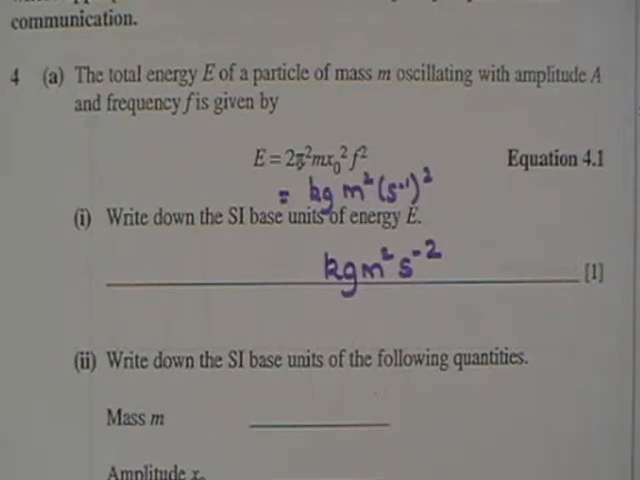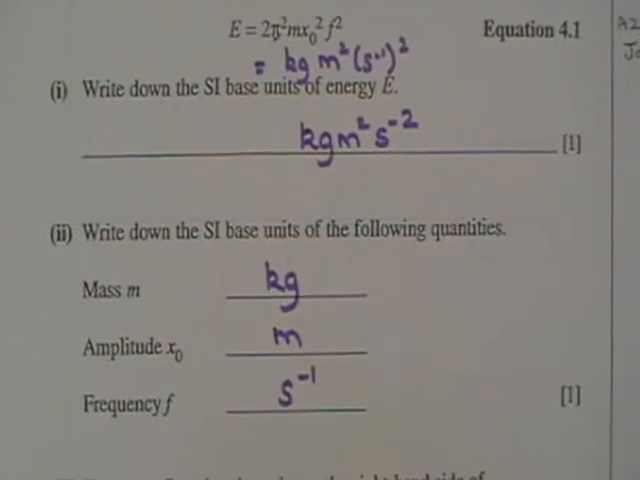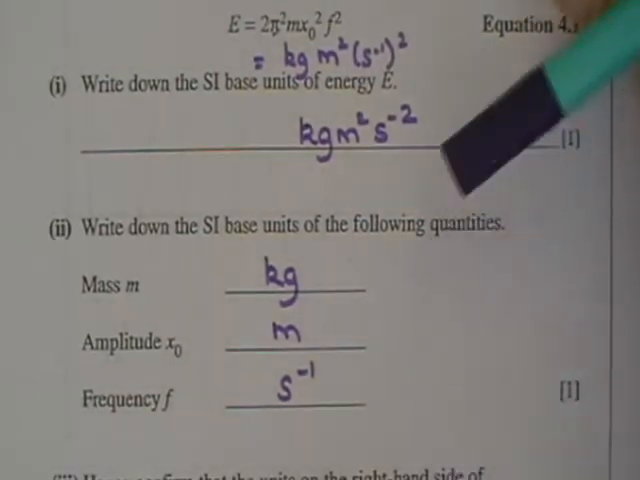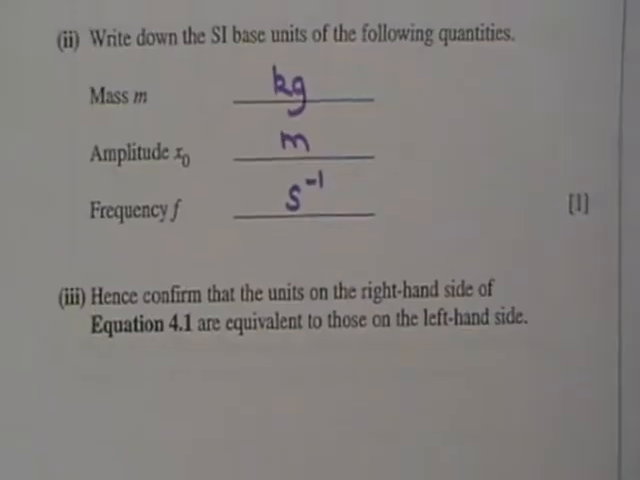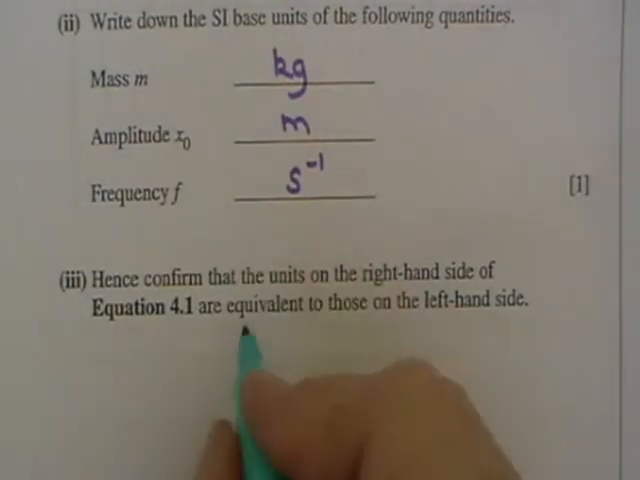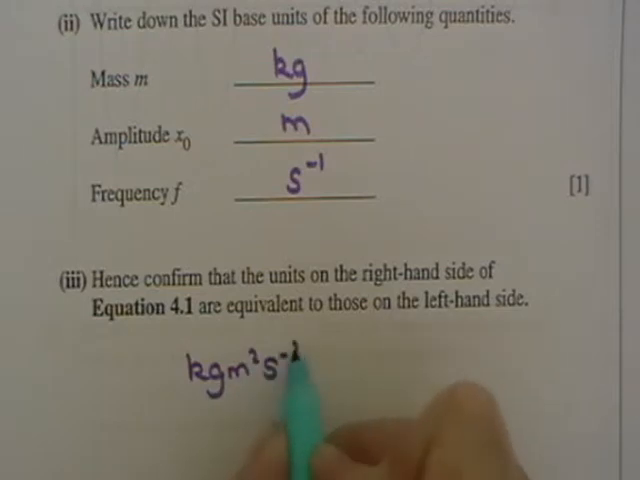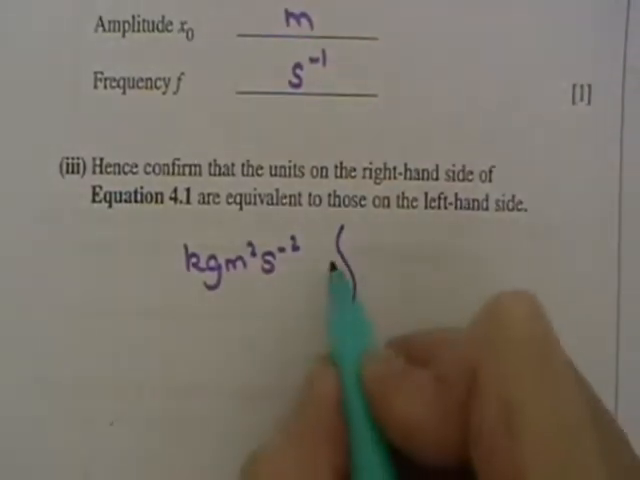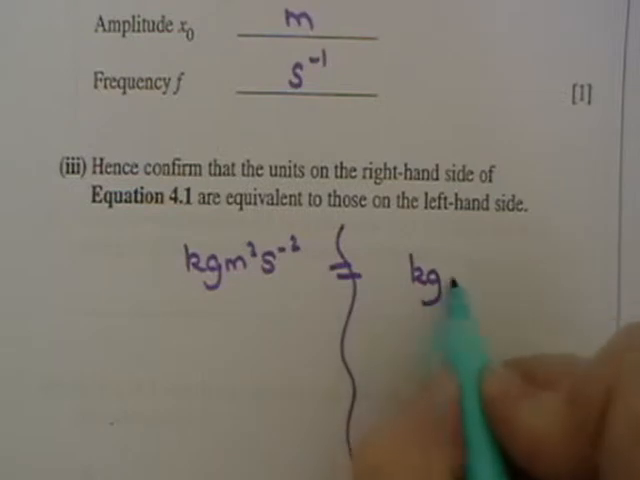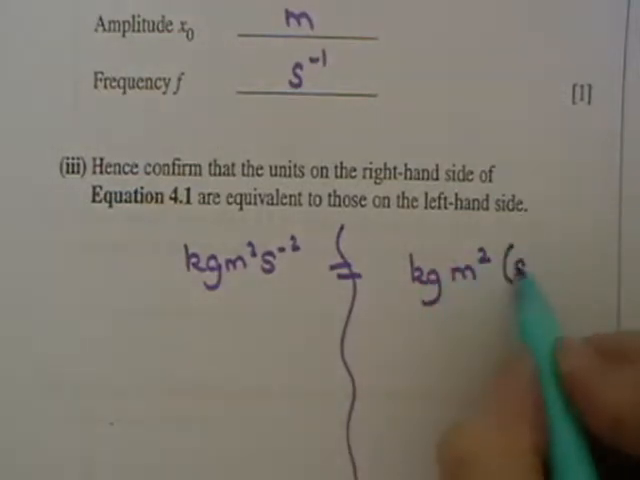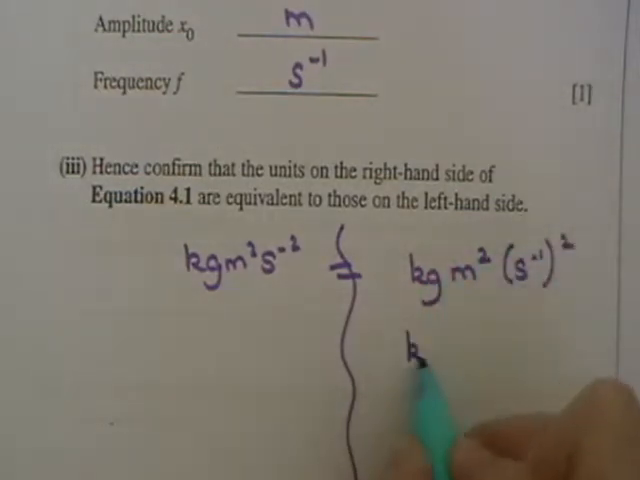Write down the SI base units of the following quantities: kg, m, and s to the minus 1. And hence confirm, so I've actually gone a step ahead of myself here, hence confirm that they are equal to each other. So kg m squared s to the minus 2, and then is equal to, so you've got kg m squared and then s to the minus 1 all squared, which gives you kg m squared s to the minus 2.